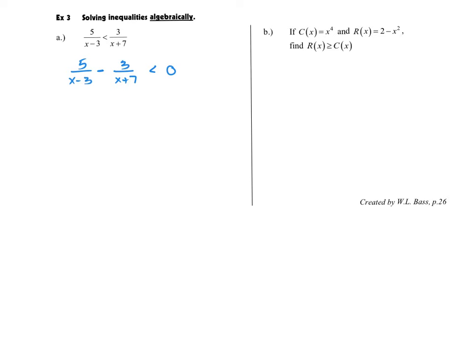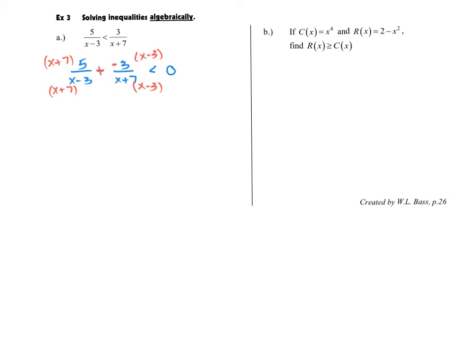Now, what we want to do is get common denominators. So the first fraction is going to get multiplied top and bottom by x plus 7. The second fraction is going to get multiplied top and bottom by x minus 3. And then I'm going to do one other thing to really make sure that I don't make a mistake: I'm going to change this to a plus, and I'm going to write that negative up top. That's going to help me remember to actually distribute a negative 3 to each term there.